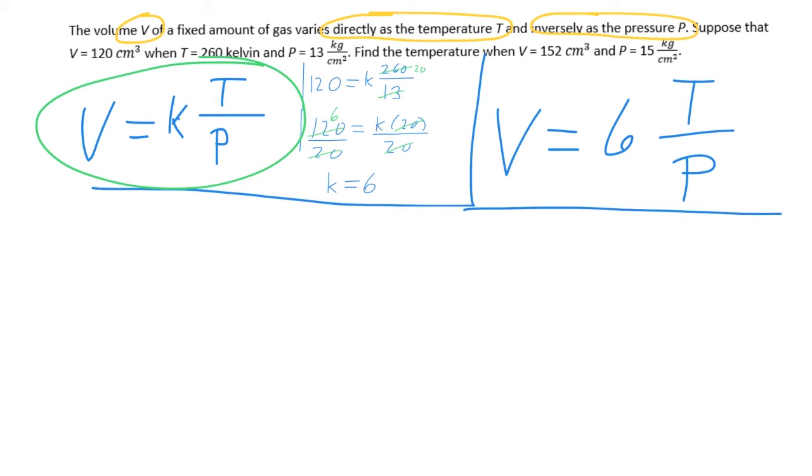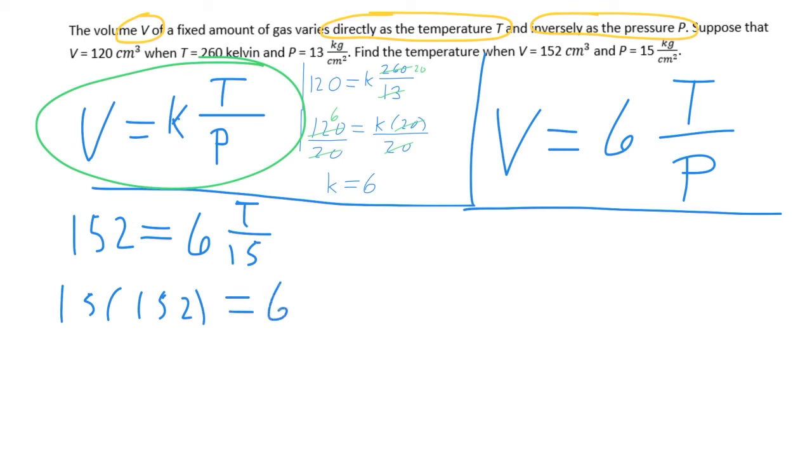So the volume is going to be 152. That's equal to 6. Temperature is what we're trying to find, and the pressure is 15. All right. So we're just solving this equation for T. So first thing we can do is multiply both sides of the equation by 15 to get rid of that fraction in the right-hand side. So 6 times T over 15 times 15. The 15s will cancel out.